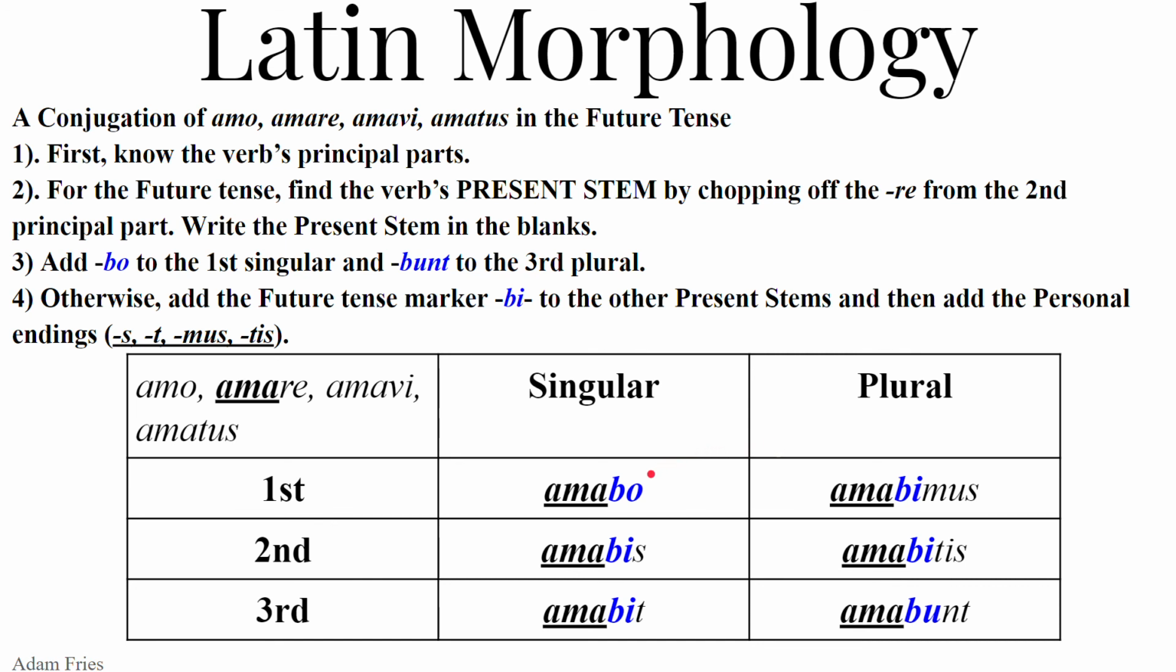I will love, I shall love. Second person singular, amabis, you will love, you shall love. Third person singular, amabit, he, she, it will or shall love. First person plural, amabimus, we shall love, we will love. Second person plural, amabitis, ye, y'all will or shall love. And third person plural, amabunt, they will, shall love.